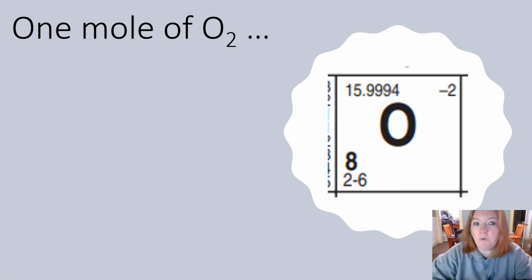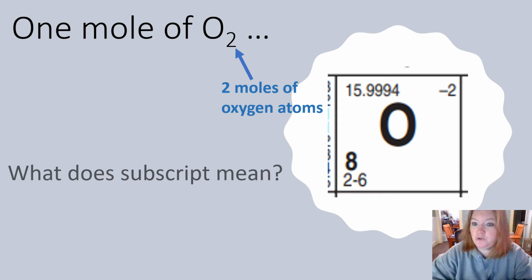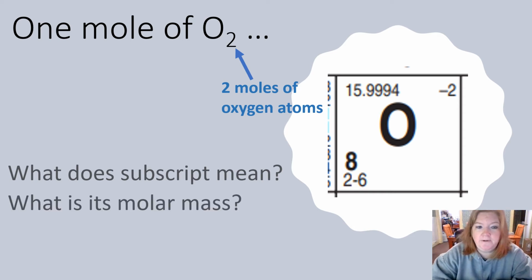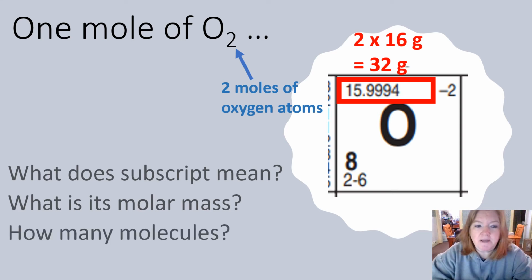So if we have 1 mole of O2, what does that subscript mean? Well, that subscript means that we actually have 2 moles of oxygen atoms in that 1 mole of oxygen gas. So what is its molar mass? Well, if it were 1 oxygen atom, it would be 16, but I have 2 of them, so I multiply it by 2.